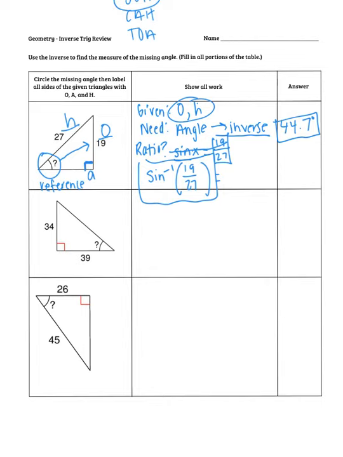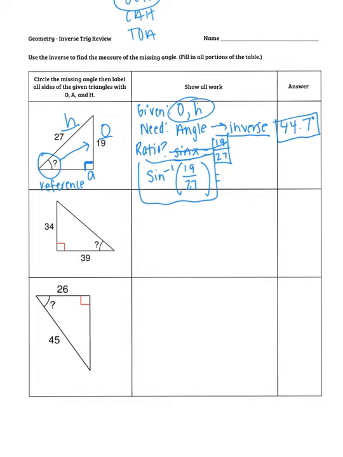They have to stay together. So the inverse will tell us at what angle the ratio is 19/27. That's what the inverse is doing. The calculator does that for you. So really all you're doing is writing out your work and then typing it in the calculator.